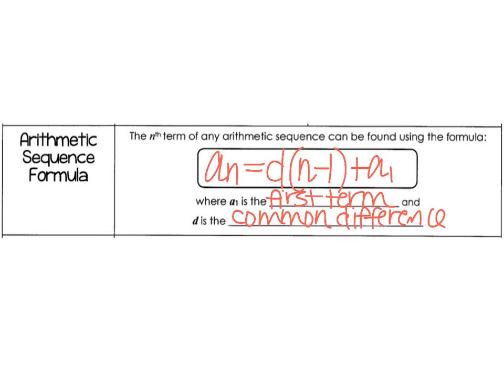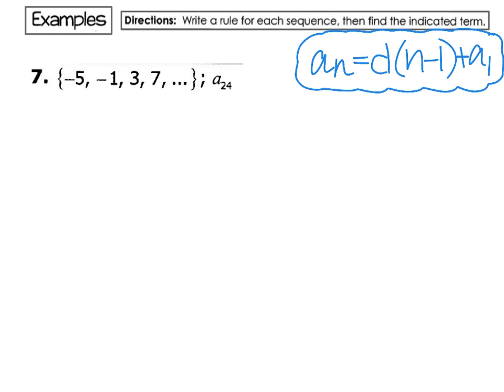All right, so this formula right here is very important. Anytime we're dealing with arithmetic sequences, we need to know this formula. That'll help us find the nth term of any arithmetic sequence. All right, so number 7, our directions are to write a rule for each sequence and find the indicated term.